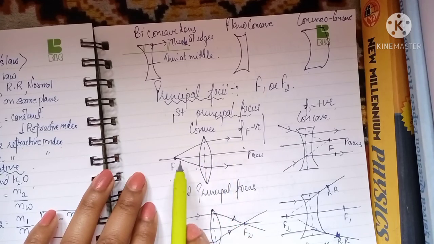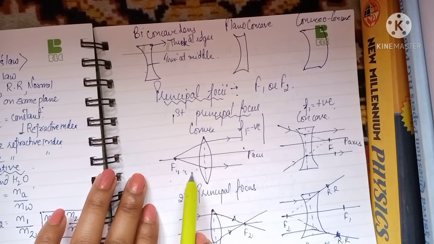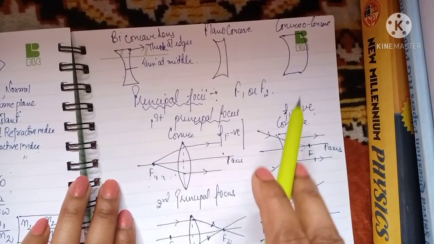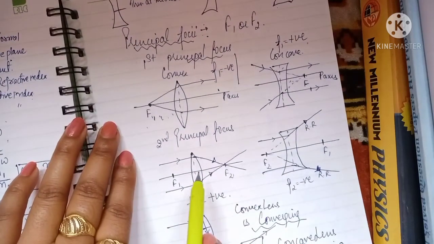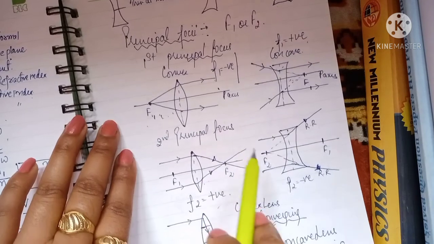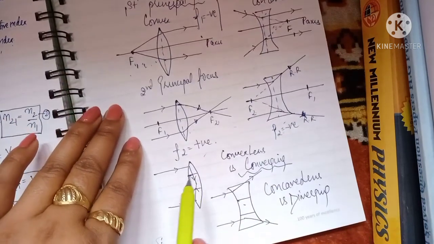The first principal focus for the convex lens always lies on the left hand side, so that's why it is taken as negative. For concave it lies on the right hand side, so that's why it is taken as positive. The second principal focus for the convex is always on the right hand side, so that's why it is positive, whereas for the concave it is negative because it is on the left hand side.